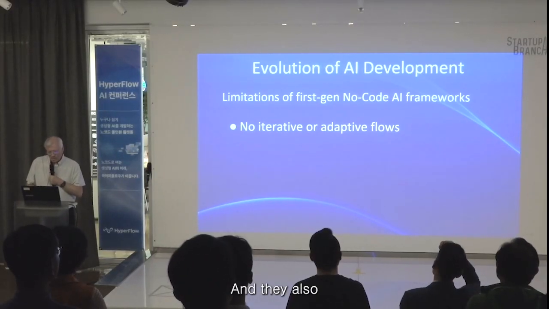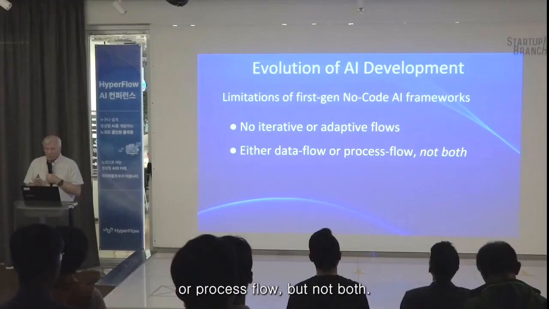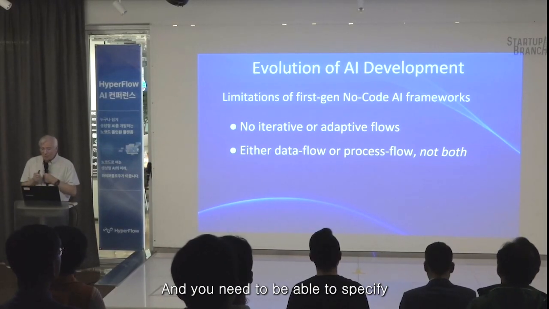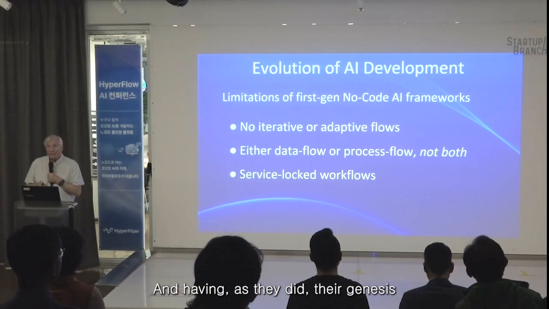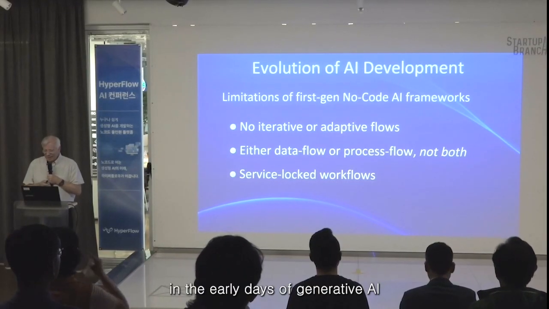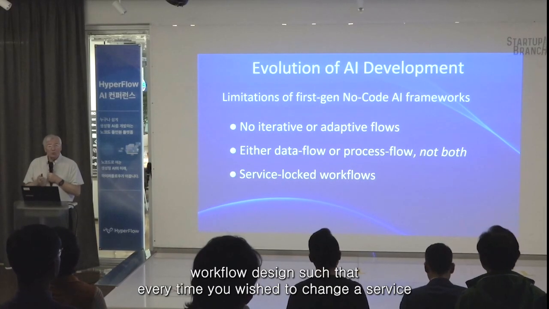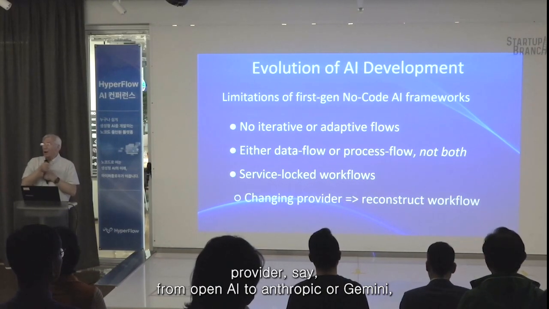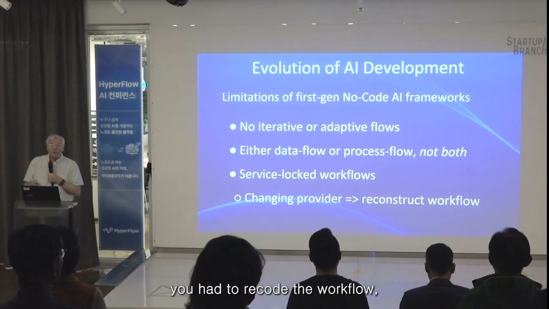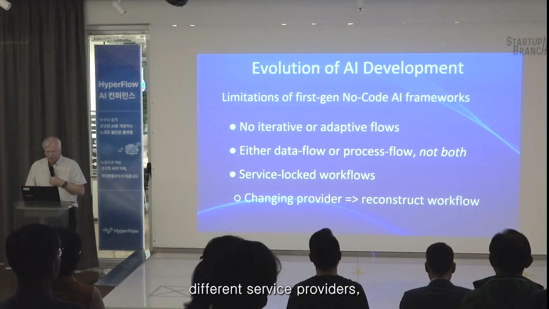And they also either support data flow in their visual flows or process flow, but not both. And you need to be able to specify both in the visual language that you're using. And having, as they did, their genesis in the early days of generative AI, when the number of alternative services was small, they have a service-locked workflow design such that every time you wished to change a service provider, say from OpenAI to Anthropic or Gemini, you had to recode the workflow, making it very difficult to do exploratory development or to make your flows adaptive across different service providers.